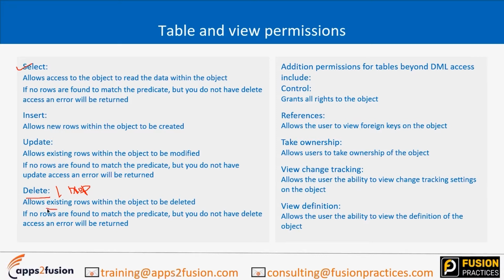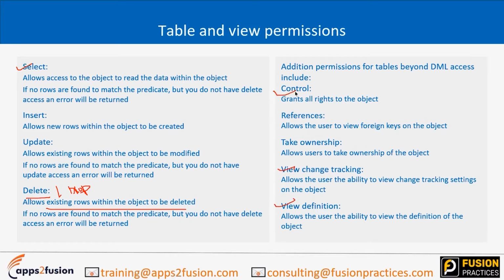Delete means allowing existing rows within the object to be deleted, and drop means you can completely drop the table, or you can completely drop the database. So drop is a DDL command, data definition language: create, alter, and drop. Delete is a DML command, which is data manipulation language, because you can only manipulate the data. You can delete data.